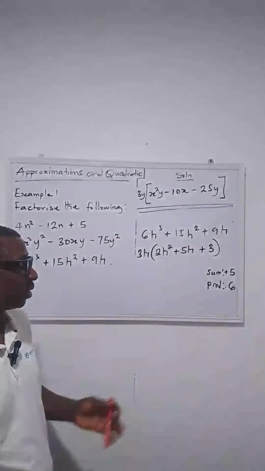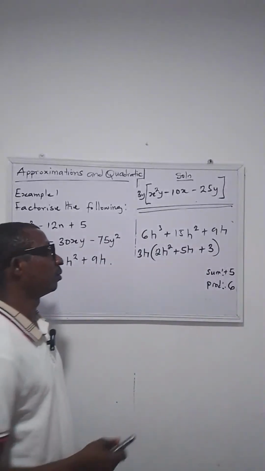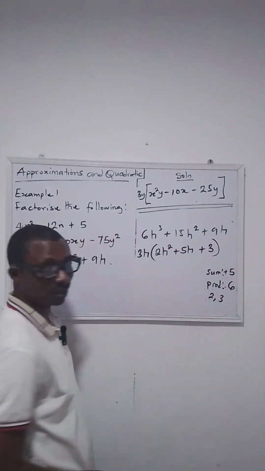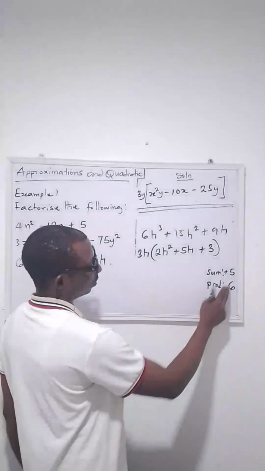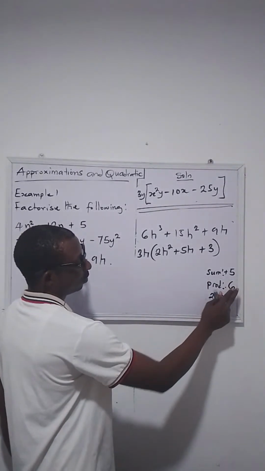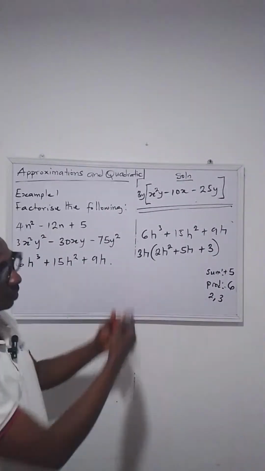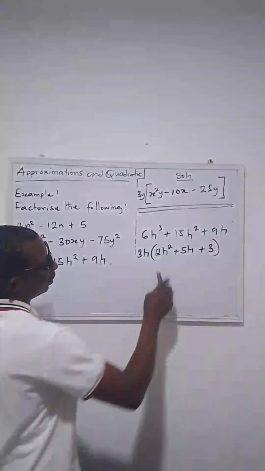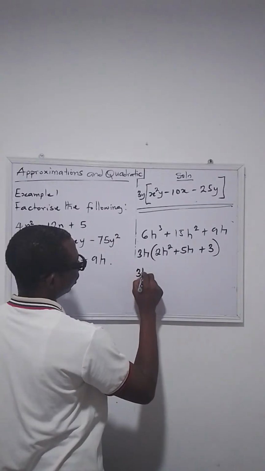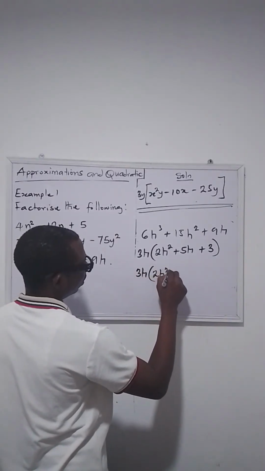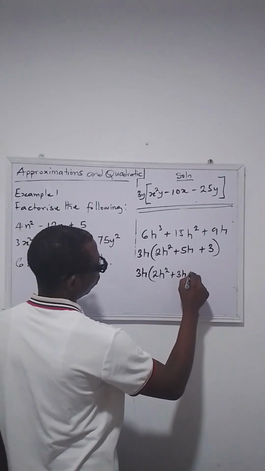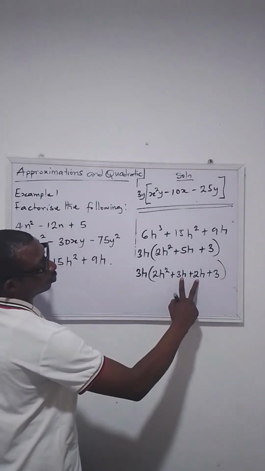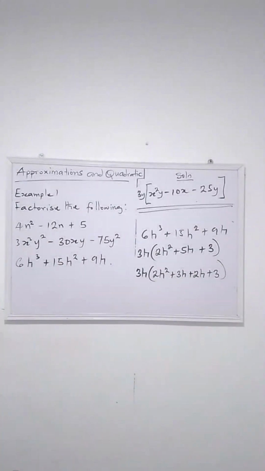So let's look at how we combine. Look at it now, 2 and 3. It's pretty simple. When you add these two numbers together, you have 5. When you multiply together, you have 6. So you already have it in the question. So now this expression turns to 3h times 2h squared plus 3h plus 2h plus 3. You can see when you add these two together, you have plus 5h.